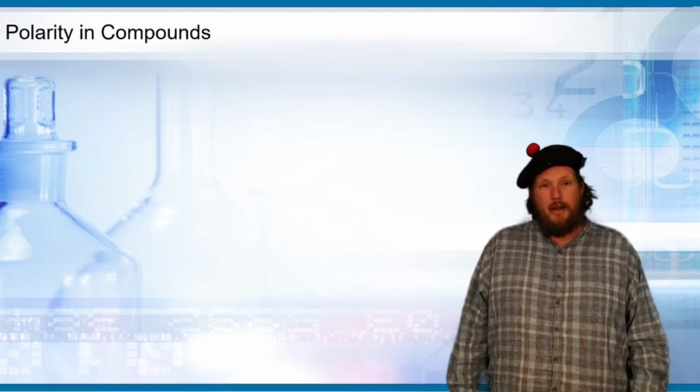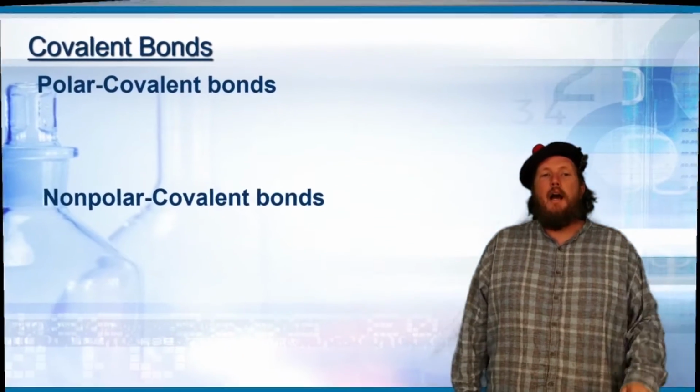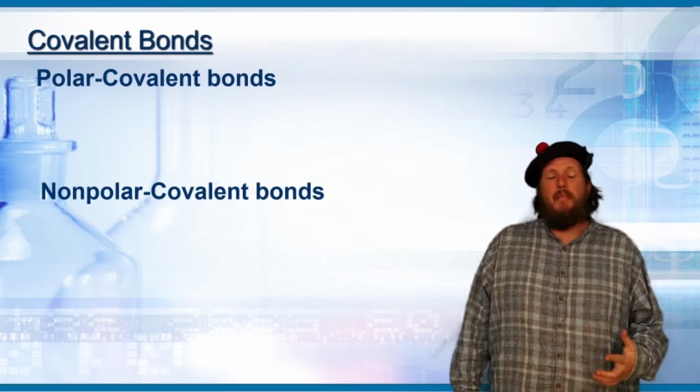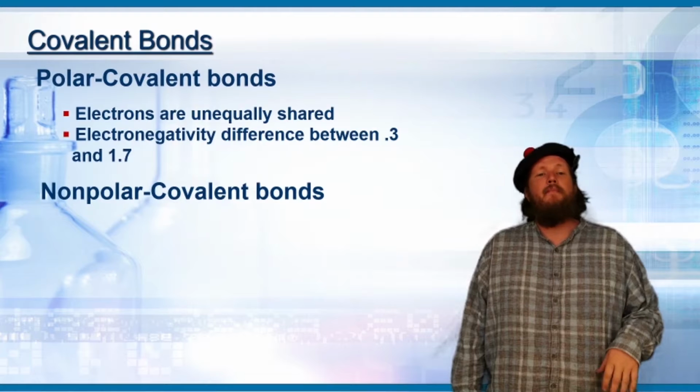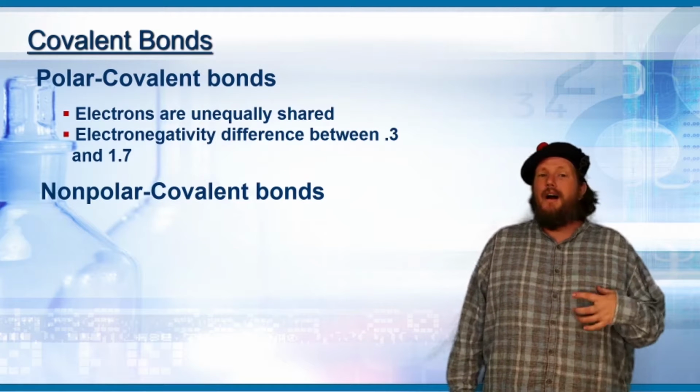Today we're going to talk about polarity in compounds. We're going to start with the polarity of bonds. So there's two different main types of bonds, either polar covalent bonds, where electrons are unequally shared.